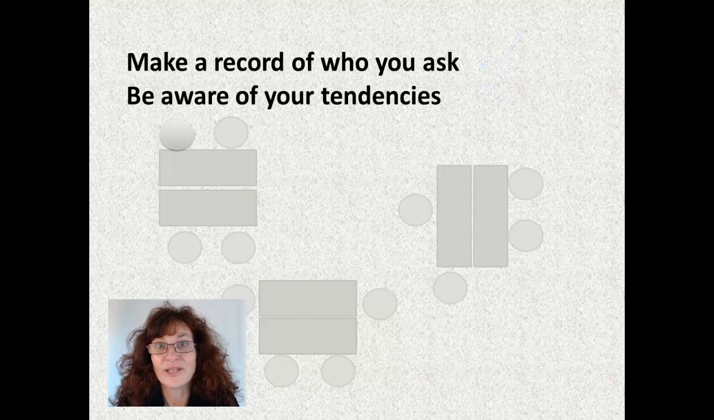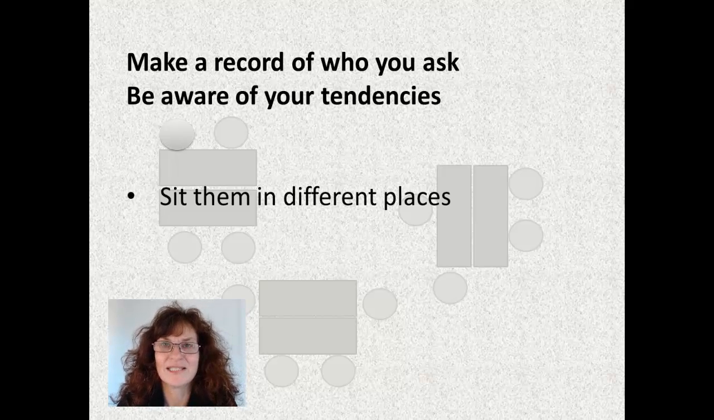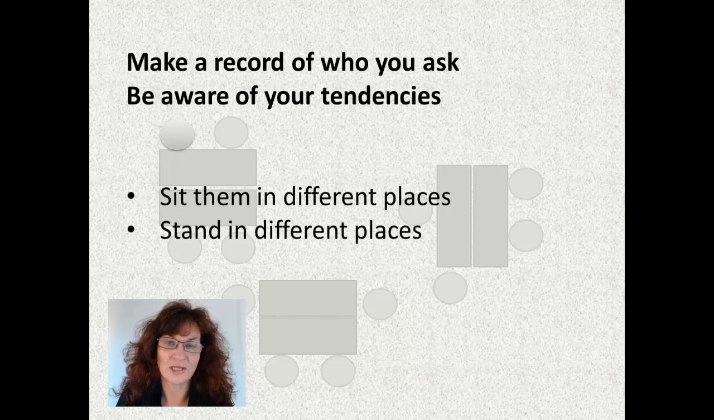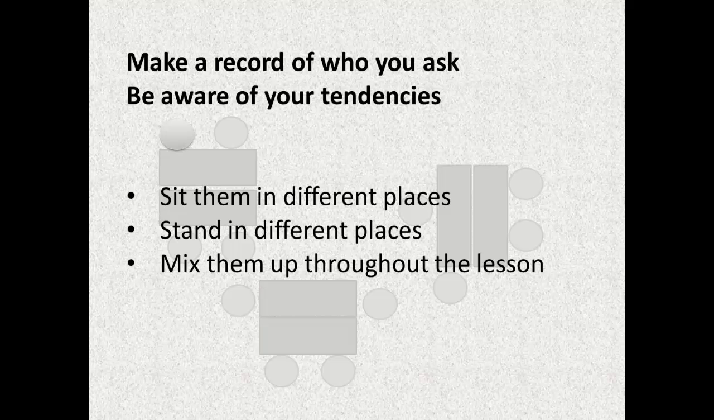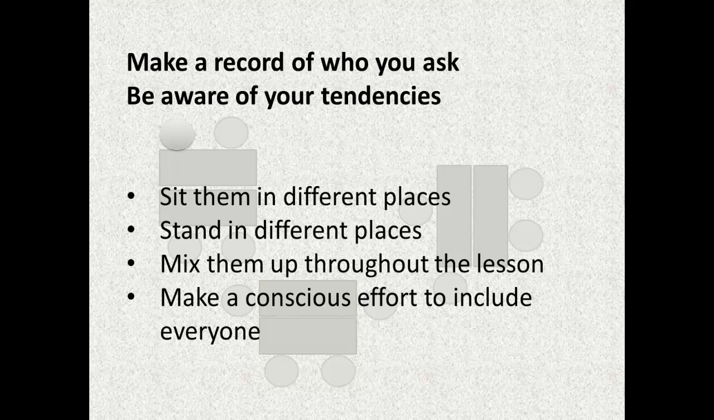I think a couple of practical things you can do is to sit your learners in different places. Don't always sit them in the same place every lesson. You personally can also stand in different places. That obviously moves things around a bit as well. It means you'll probably ask different people. And of course you can mix them up throughout the lesson. So there are practical things you can do to ensure that you're asking an even spread of people the questions. I think the main thing is to try and make a conscious effort to be aware of it. Awareness is a major part of making a change, isn't it?